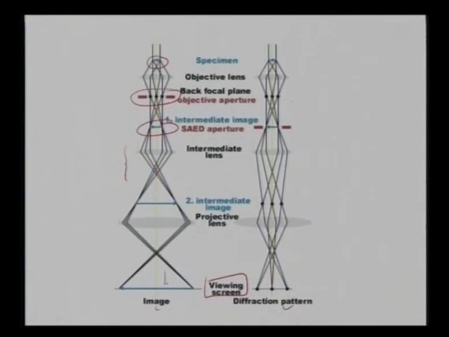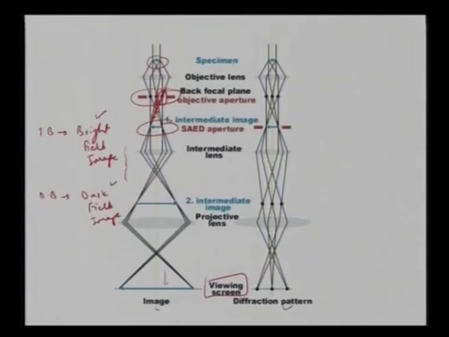That is what is required here: I can selectively take a particular beam in the back focal plane. I can allow only the transmitted beam to pass through, or I can allow only a diffracted beam to pass through. If I allow only my transmitted beam to pass through, what I get is called a bright field image. If I let only one of the diffracted beams pass through, what I get is called a dark field image. So, if I use a back focal plane aperture through which only my transmitted beam passes, I get a bright field image. If I let only one of the diffracted beams pass through, I get a dark field image.